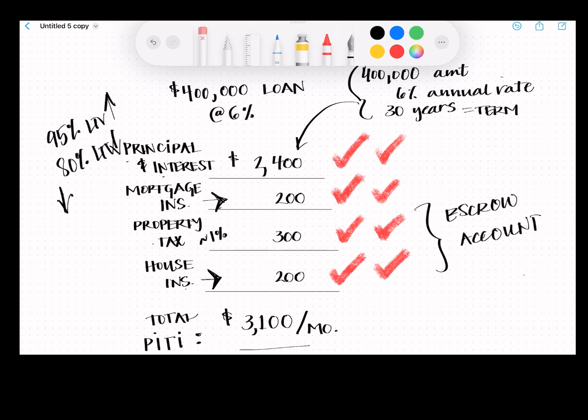When you get that property tax bill every year and you pay that in your mortgage payment, that means the lender's going to send that money to your tax assessor on your behalf. You don't have to worry about paying it.